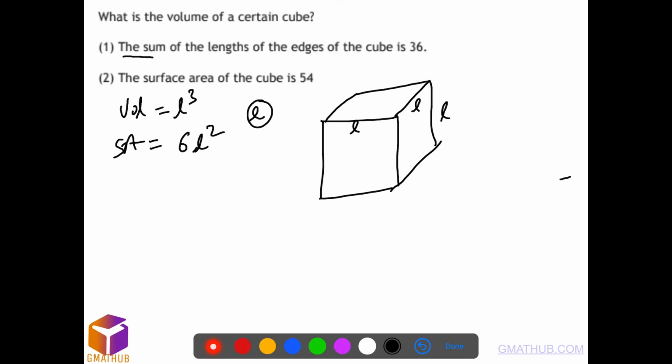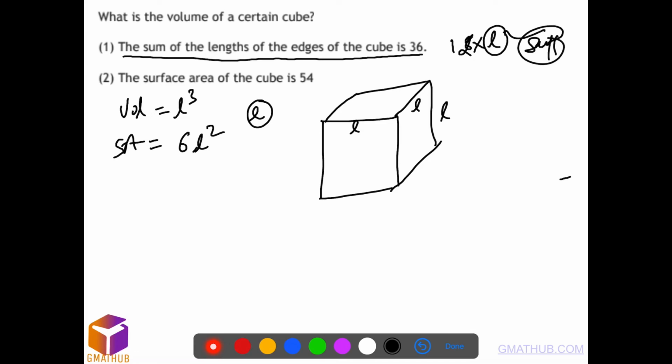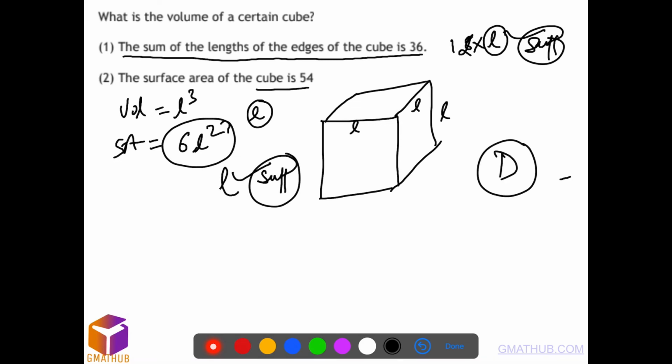First statement says the sum of lengths of the edges of the cube is 36. So 12 into L, there will be 12 edges if you see. That is given, so we'll find L from here, sufficient. Second one tells me surface area is 54. Again, we'll get L from here, that is also sufficient. D would be the answer.